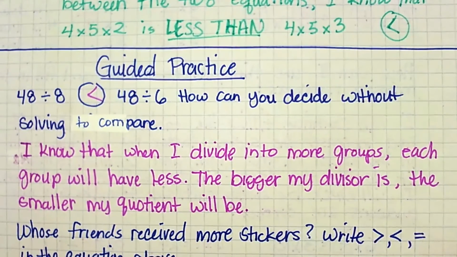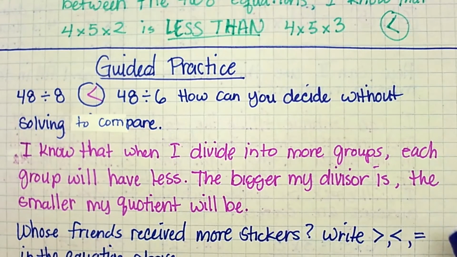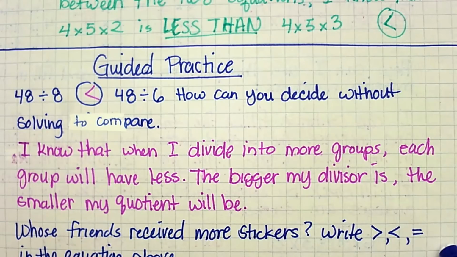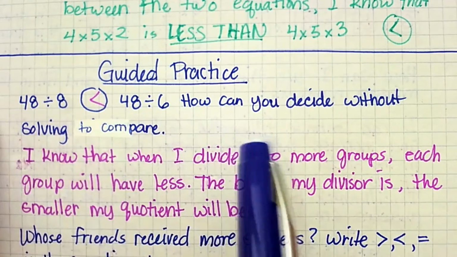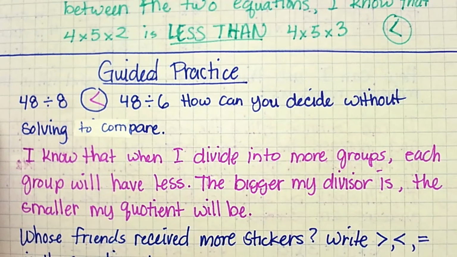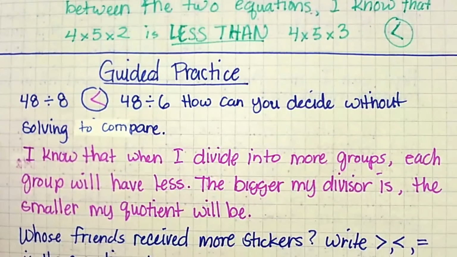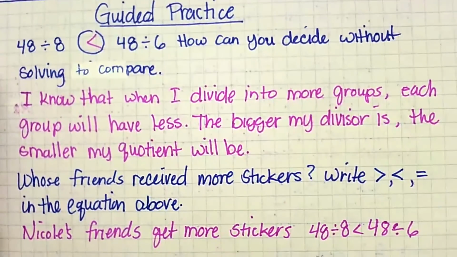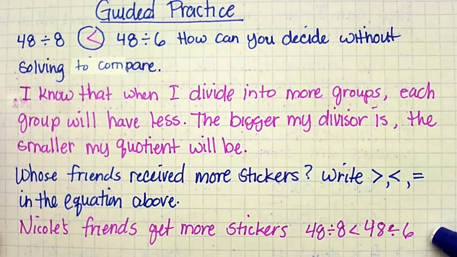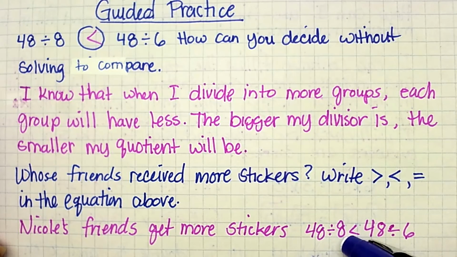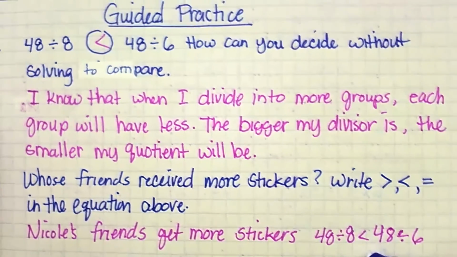For question number 2, it said, whose friends received more stickers? Write greater than, less than, or equal to for the equation above. So this is the equation they're talking about. If they had 48 stickers, Nicole wanted to share her stickers with 6 friends, and our other character in the story wanted to share his stickers with 8 friends. They asked which one will get more. If you're dividing, Nicole's friends are going to get more stickers because she's sharing with fewer people. So each friend is going to get more stickers. The other one is sharing with more people, so each friend will get fewer stickers.